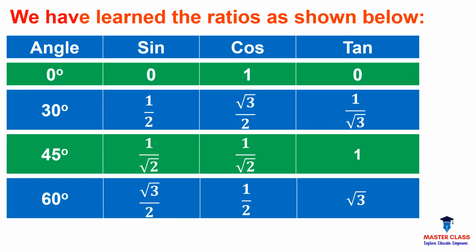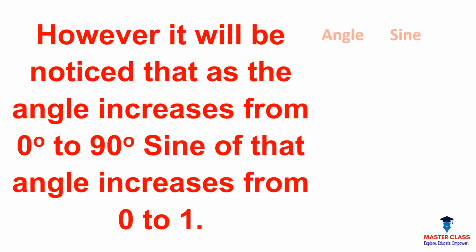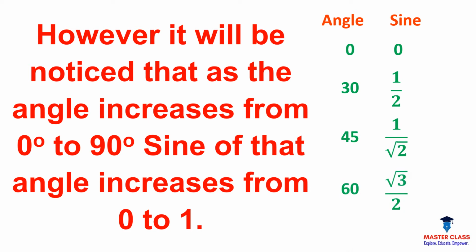Sine 60 is root 3 upon 2 and cos 60 is 1 upon 2. Tan 60 therefore works out to be root 3. Sin 90 is 1, cos 90 is 0 and tan 90 is not defined. We will notice that for the sine ratio, as the angle increases from 0 to 90 degrees, the sine of that angle increases from 0 to 1.